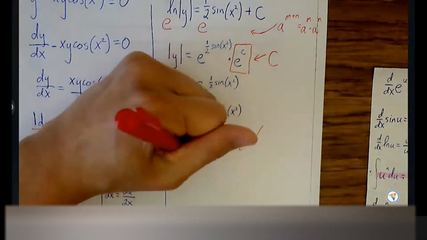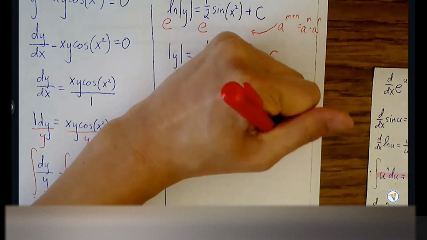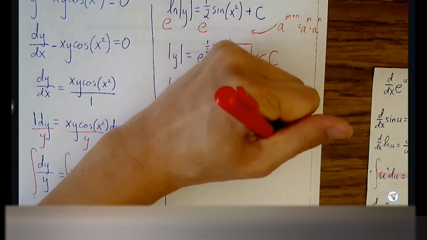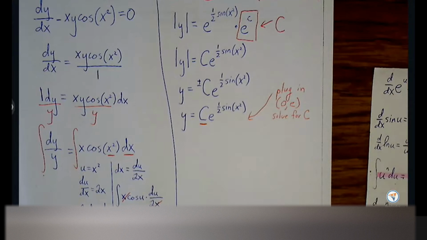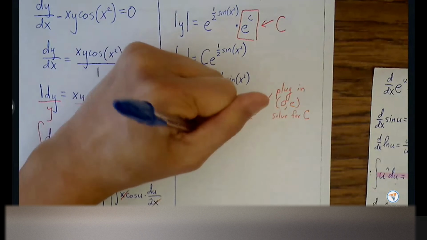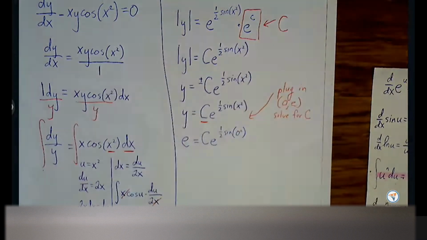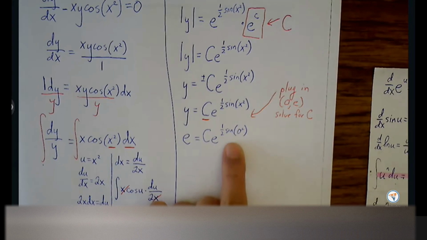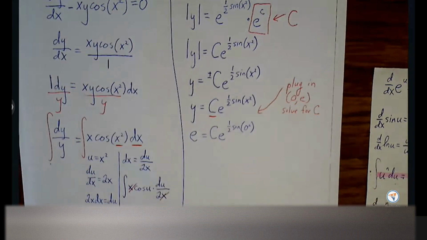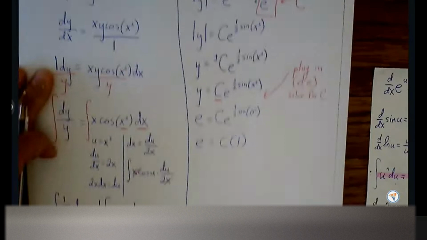Now I'm going to involve my ordered pair to solve for c. And that will take me to a specific solution. Okay, so e goes in for y, 0 goes in for x. Okay, what does sine of 0 become? 0. Just 0. e to the 0 is 1. Okay, anything raised to the 0 power is 1. So e is equal to c times 1. So that means c is equal to e.